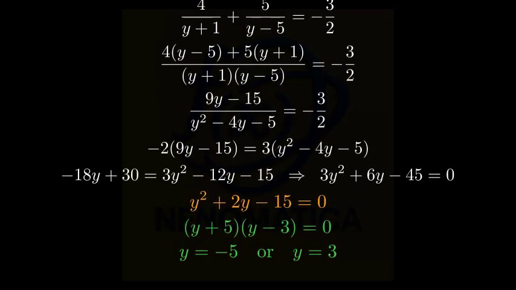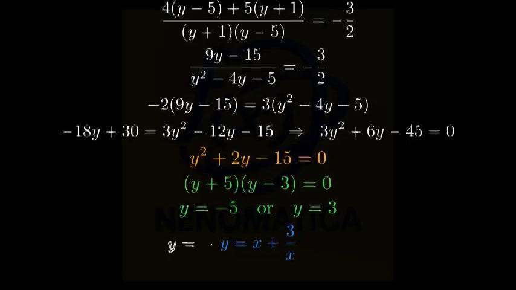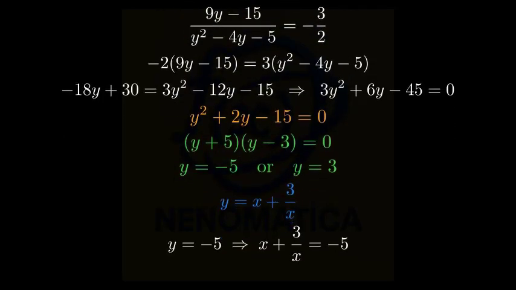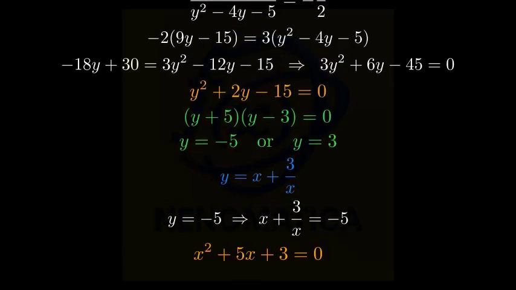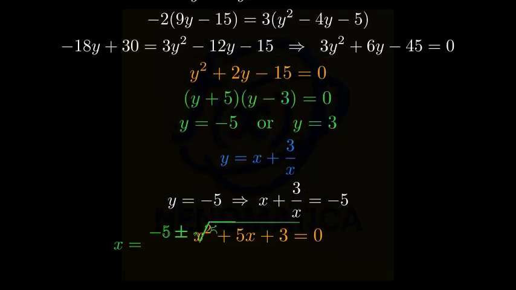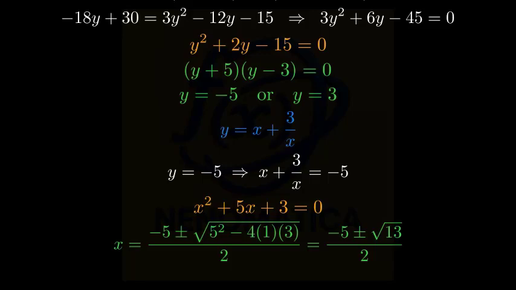Now we back substitute. Case 1, y equals negative 5. That means x plus 3 over x equals negative 5. Multiplying by x gives x squared plus 5x plus 3 equals 0. Using the quadratic formula, x equals negative 5 plus or minus the square root of 13, all over 2.